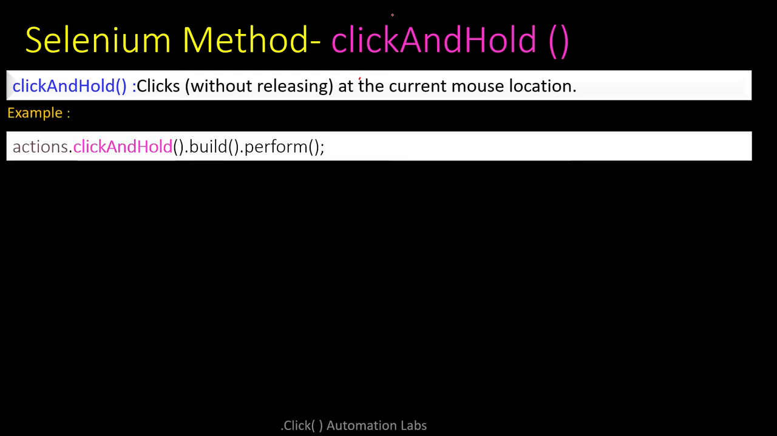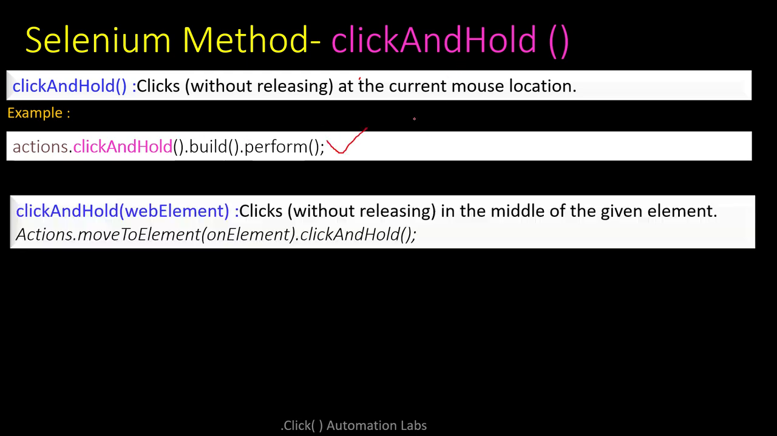So now let's see one example. Actions dot click and hold dot build dot perform. This is the syntax for click and hold. And also there is another way. This is called polymorphism, which means one method with different parameters. One has no parameters, zero. One has one parameter. So this will click without releasing in the middle of the given element. It means actions dot move to element, on whatever element you are passing, and click and hold. So this is about click and hold.